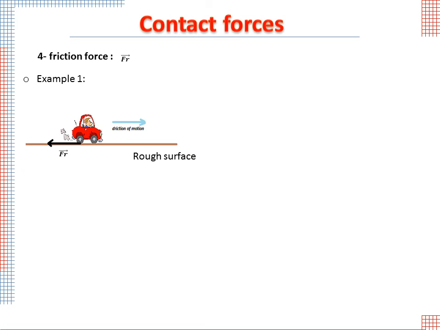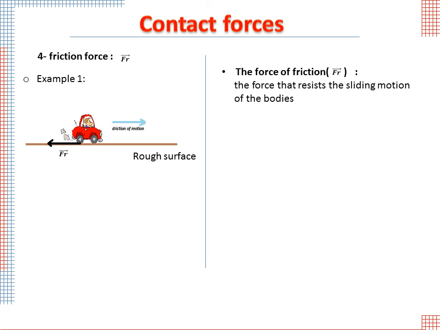Example 1. If we have a car moving on a rough surface, then there is a force that opposes the direction of motion, which is the force of friction. The force of friction is the force that resists the sliding motion of the bodies. The point of application of the friction force is the point of contact.